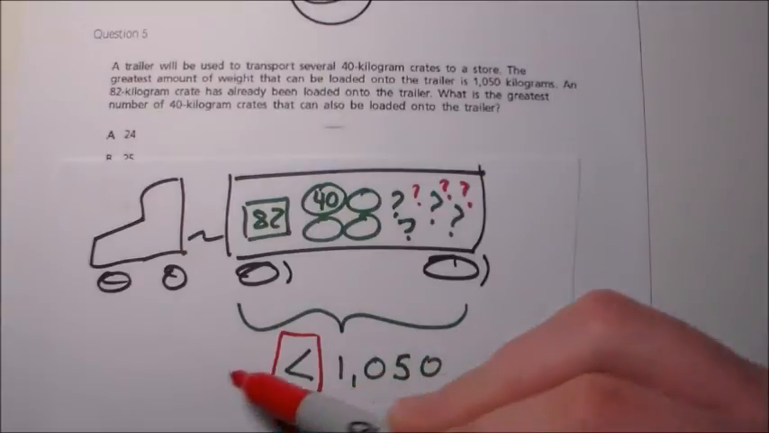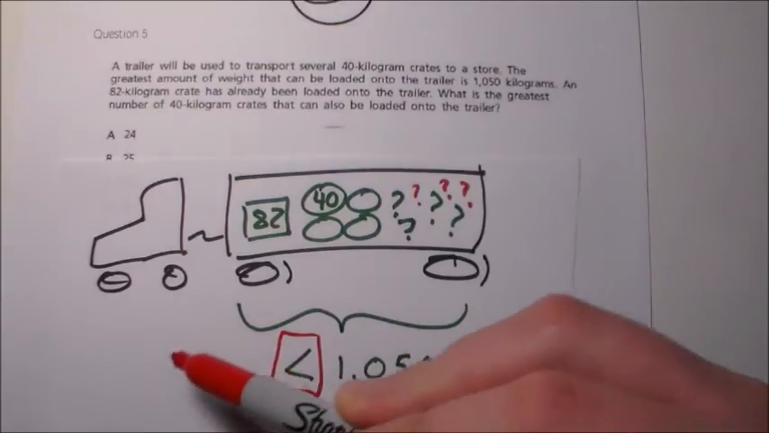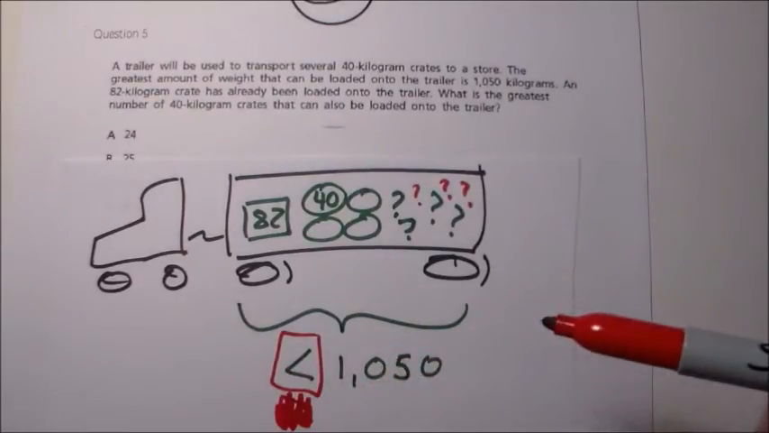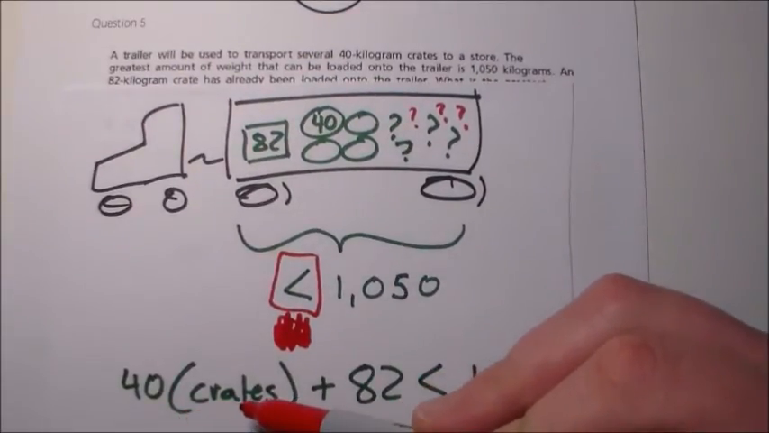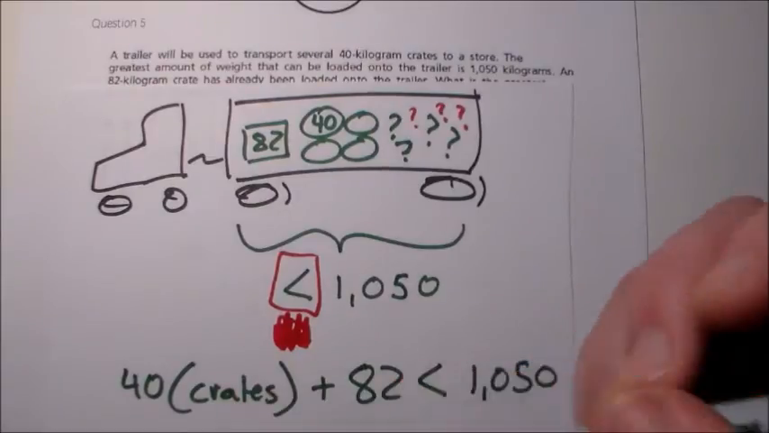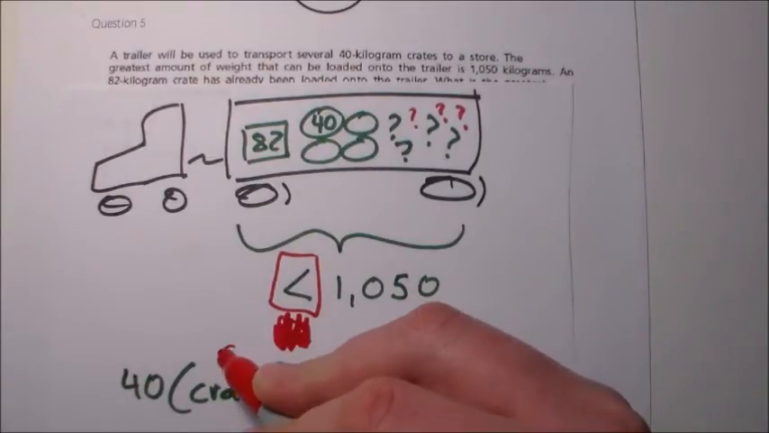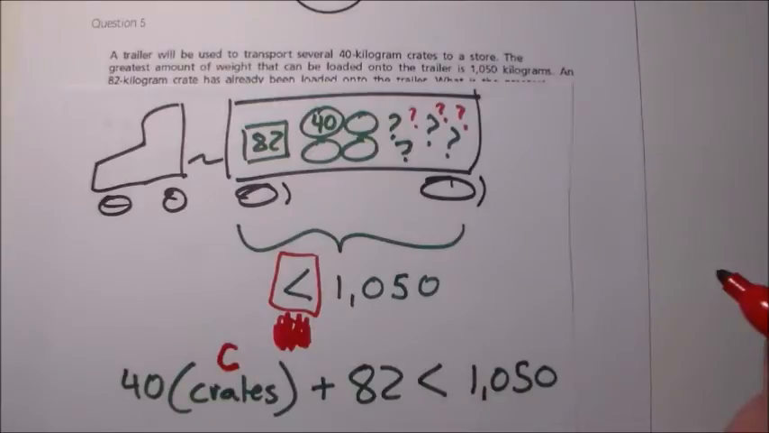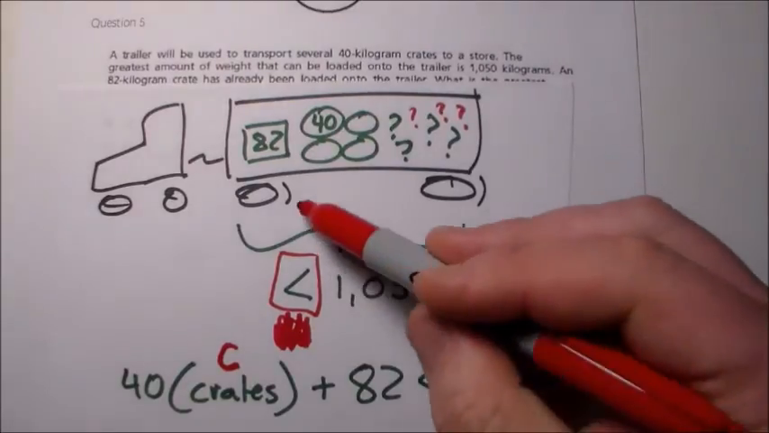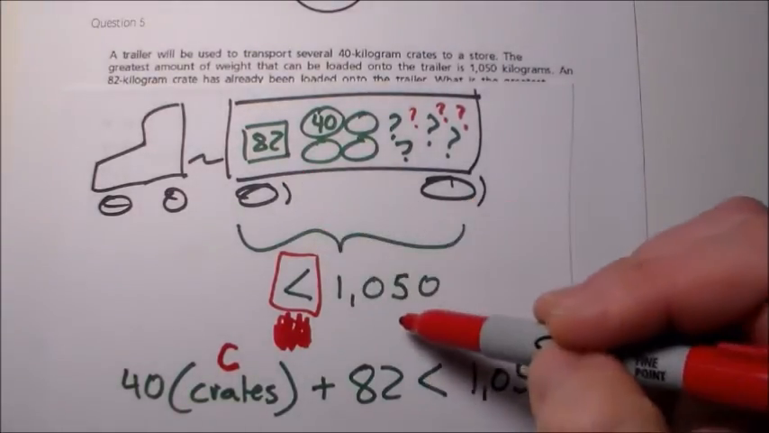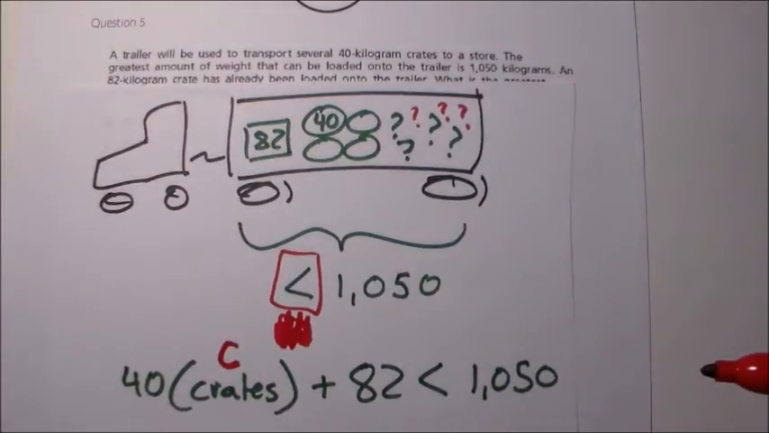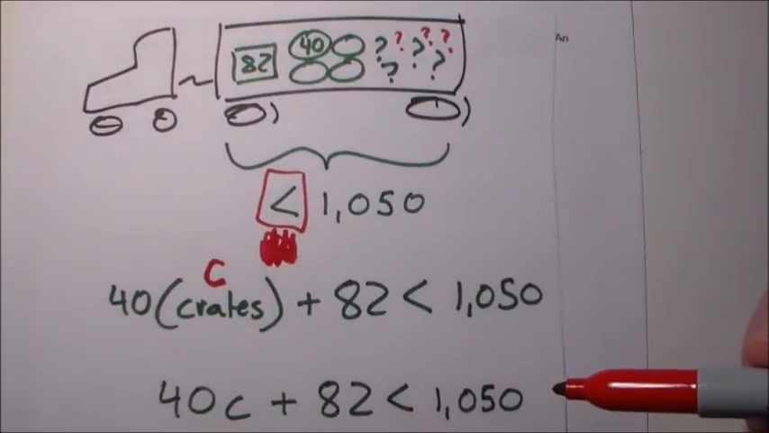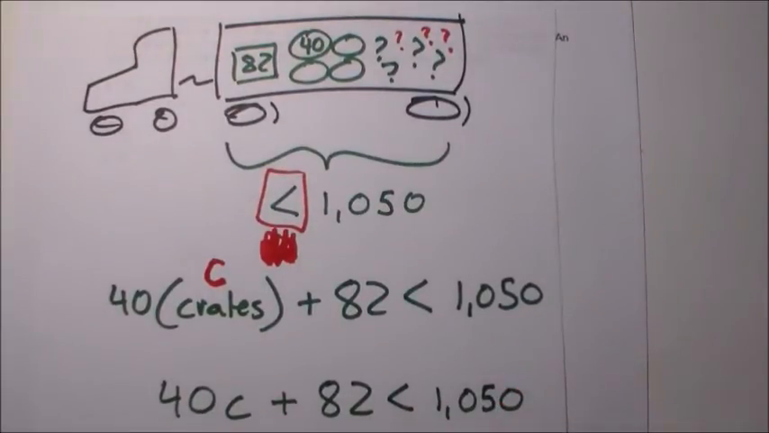Okay, so some number of crates, adding them all up, their weight, is going to be less than 1,050. And like I said, we had 40 kilogram crates times a certain number. So this is going to be 40C, where C or x is some number of crates, plus 82, because we already have that 82 guy in there. So 40C plus 82 has got to be less than 1,050.